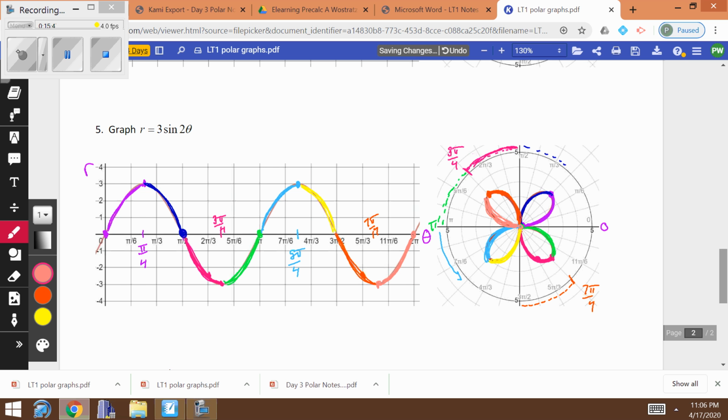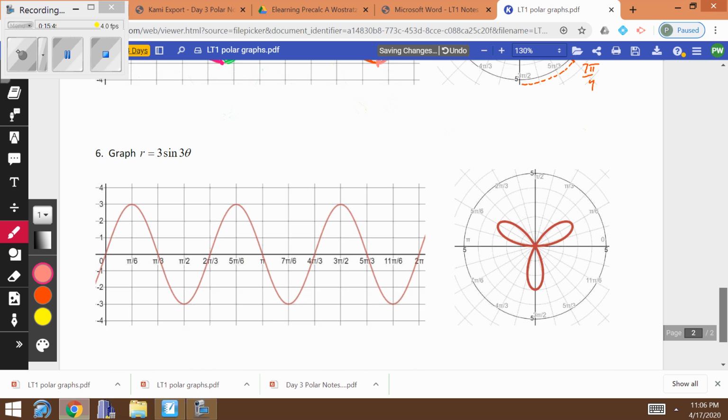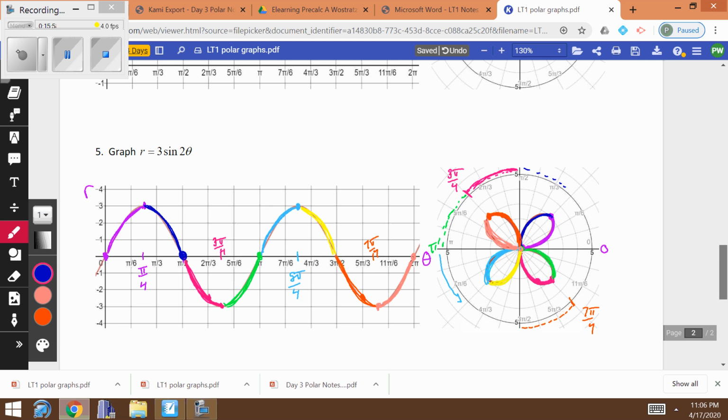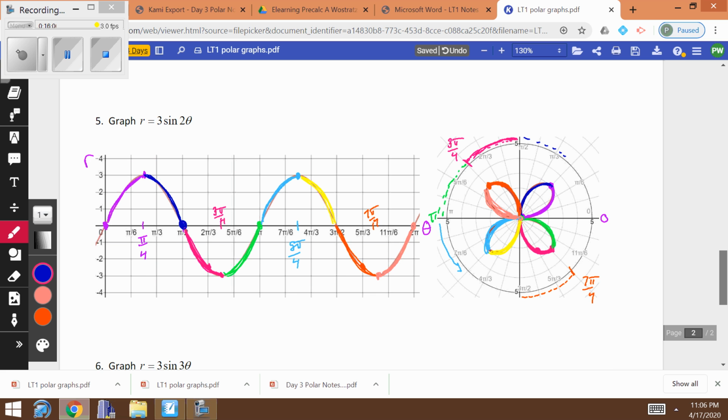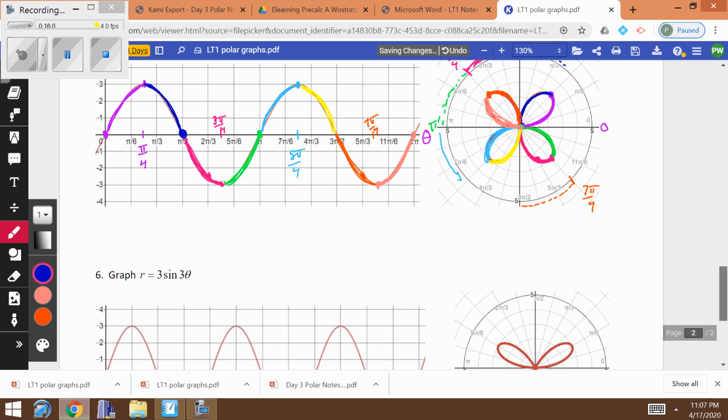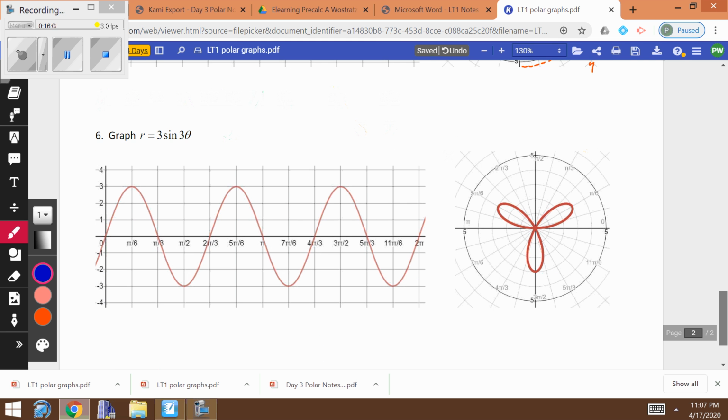Okay, so doing our final one here, looking at our last rose. Again, this one is unique because it only has 3 petals, where this one ended up having 4 petals. Remember, when it's an even number for that B value, we actually have twice as many, whereas if it's an odd number, we actually just have that number. So let's look at it.